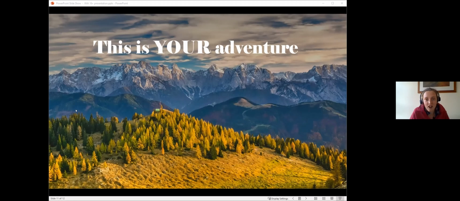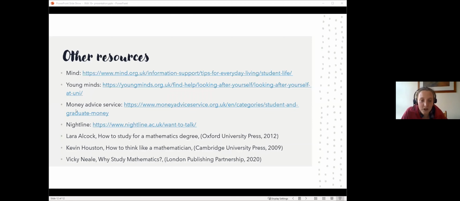On my last slide, I've got lots of other places to look for resources. So maybe if people want to take a photo of this. A few places like Mind and Young Minds and Nightline provide wellbeing and mental health support. The Money Advice Service talks about how you could manage money at university. And the last few at the bottom are specific books that are written for people moving from A-levels to university maths. The last one by Vicky Neal, an Oxford lecturer, is very recent and really good.